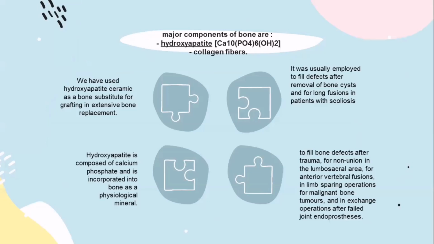The major components of bone are hydroxyapatite and collagen fiber. So we use hydroxyapatite ceramic as a bone substitute for grafting in extensive bone replacement. Hydroxyapatite is composed of calcium phosphate and is incorporated into bone as a physiological mineral. It is usually employed to fill defects after removal of bone cysts and for spinal fusion in patients with scoliosis.